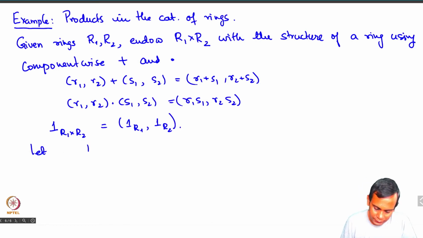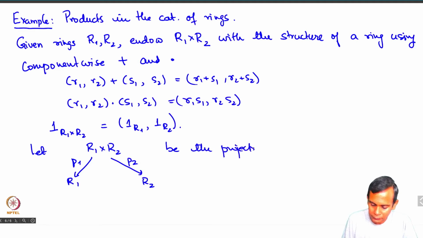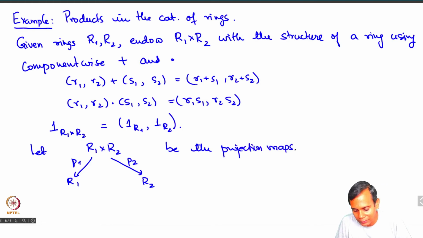So let's draw it like this. Always prefer diagrams while doing category theory. It's easier to see what's happening. The set theoretic projection maps, and those you can easily check are ring homomorphisms because addition and multiplication are defined component-wise, and because the unit of R1 cross R2 has each component the unit of R1 and the unit of R2.